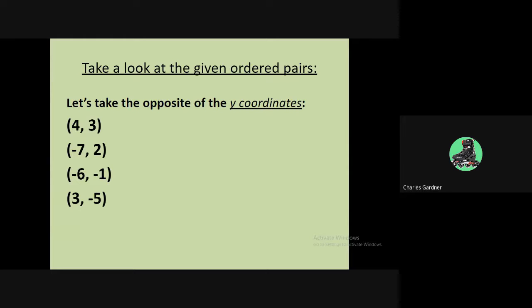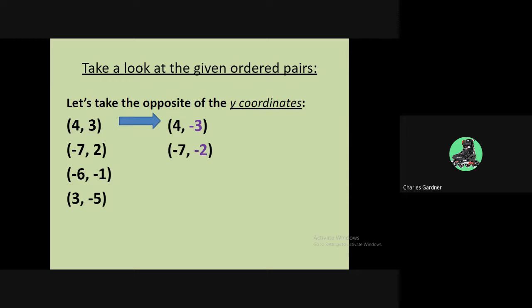The second number. So in our first one, 4, 3, what does that ordered pair become? 4, negative 3. We take the opposite of our positive 3 and make it negative. Okay, what about negative 7, 2? What does that become? Negative 7, negative 2. So our first number stays the same. We change our second number.